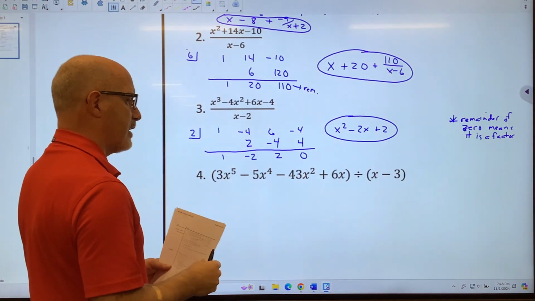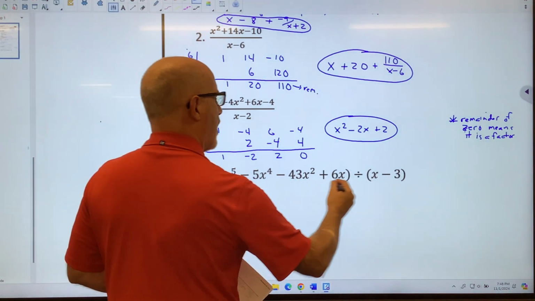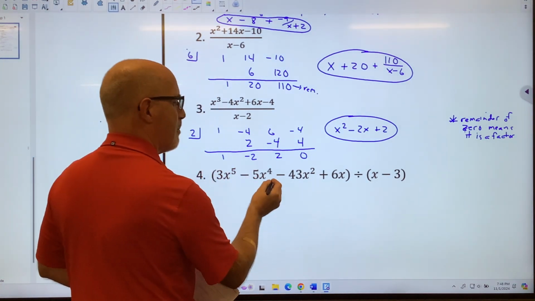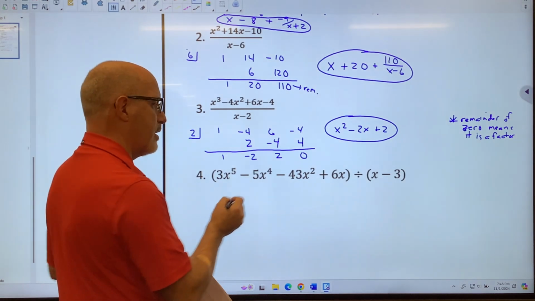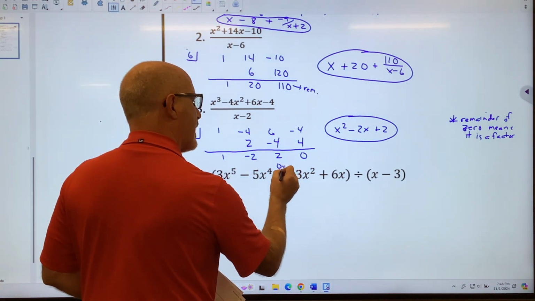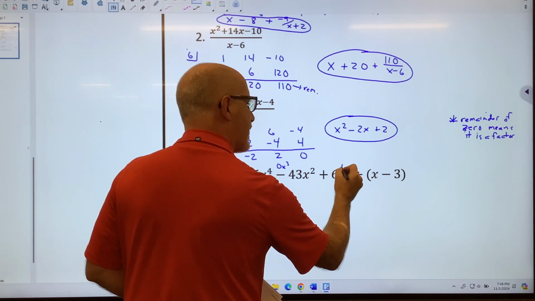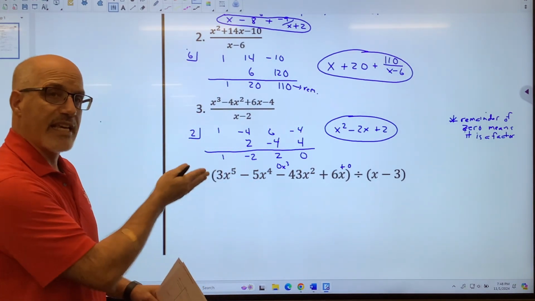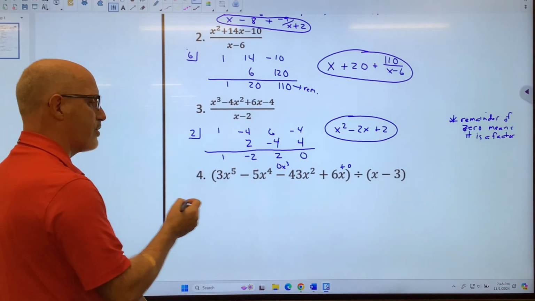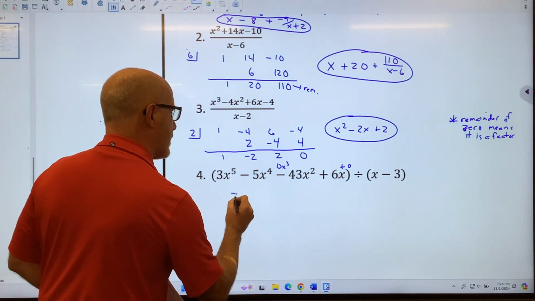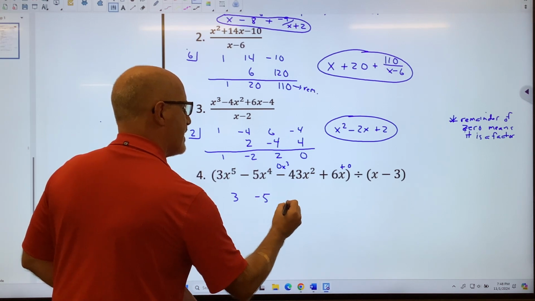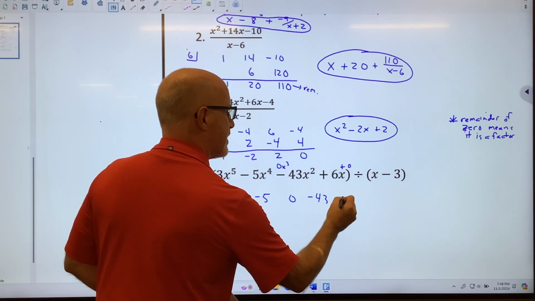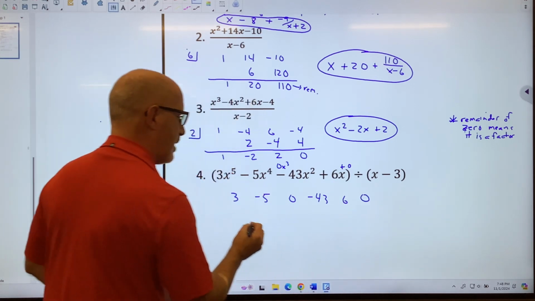Let's do this last one here. Okay, so I'm going to just strip away all of my variables, but notice I'm missing an x cubed term here. So you got to think of this as being a 0x cubed, and also I'm missing a constant out here. So I'm going to have a plus 0 at the end. So I'm mentally thinking I got to insert those 0 placeholders. So strip away everything, I get a 3, negative 5, 0 for my x cubed, negative 43, 6, and then a 0. So a lot of numbers.